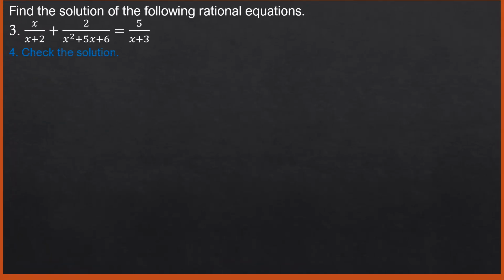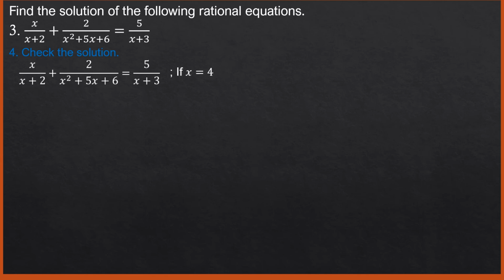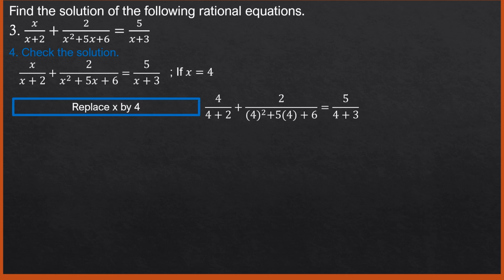Fourth step is check the solution. Take note, we have two computed values of x. Therefore, we have to check each of them to our original equation. And to start with, let us have x is equal to 4. Replacing x by 4 in our original equation, we have 4 over 4 plus 2 over 4 squared plus 5 times 4 plus 6 is equal to 5 over 4 plus 3.